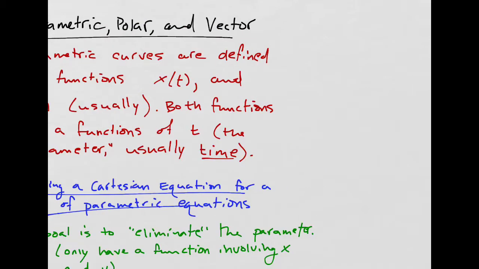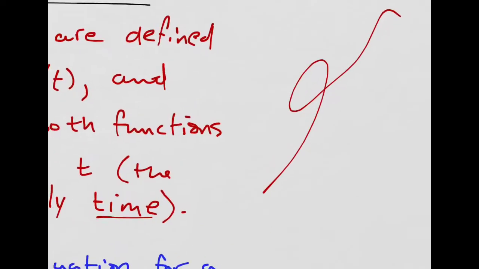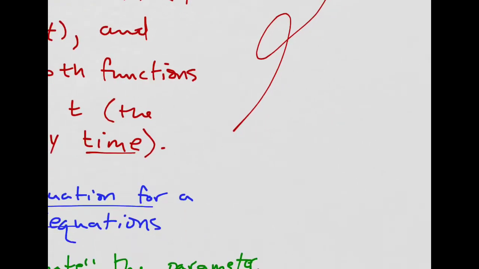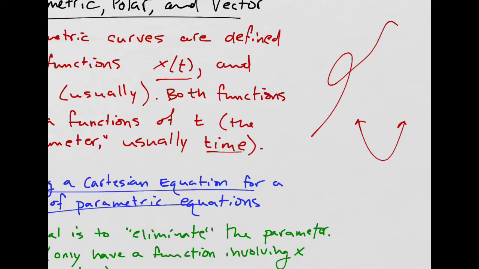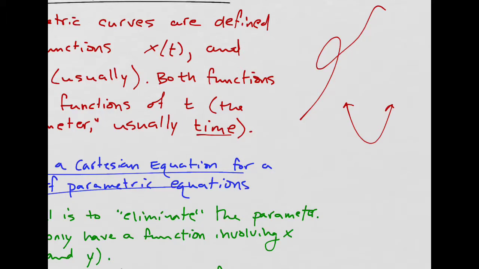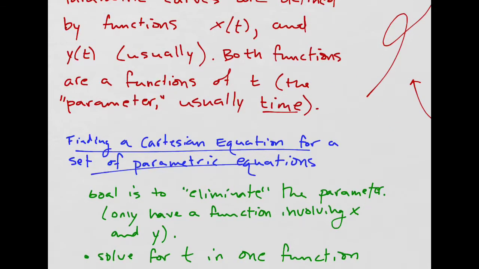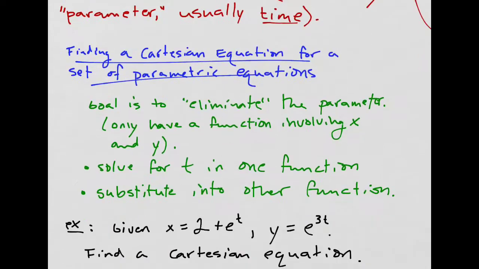For some curves like this, you can't easily find a Cartesian equation because this is not a function. But sometimes you can have something like that, represented by the parametric equations, and that's just a parabola, so you could easily find a Cartesian equation for a graph that looks like this. For these ones it might not be so easy, or it might be impossible to find an explicit Cartesian equation. But we're going to look at how to find a Cartesian equation given two parametric equations.